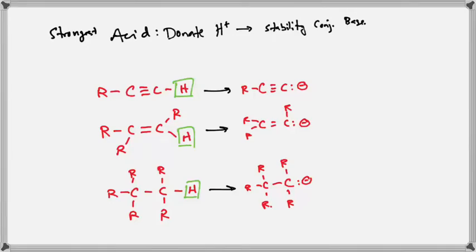Okay, so how would we decide? What do we evaluate? Start with charge. So when we look at the stability of the conjugate base, okay, charge. Same. What's the next thing? Size. Is there a difference in size? No. Is there a difference in electronegativity? Is there a difference in resonance?